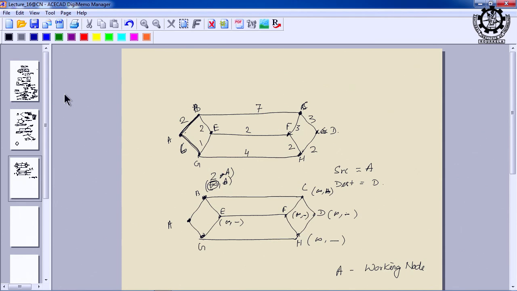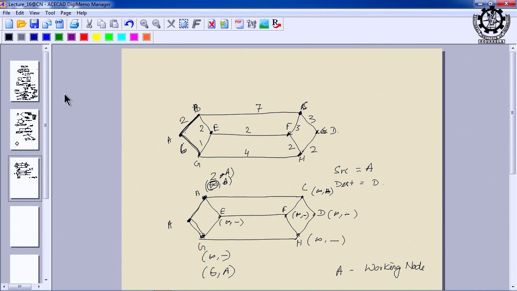Similarly, G also understands that earlier it was infinity with no value. Now, it realizes that I have a shorter path from A to G, a calculated path which is equal to 6 from A. So, two values are now known to us in the whole of the network topology. One is 2, another is 6. Now, tell me which one will be a shorter path if I start from A. As per the algorithm, the packet should follow the path between A to B or A to G.